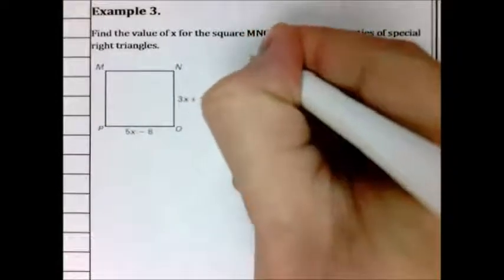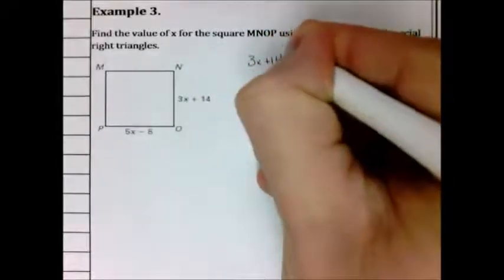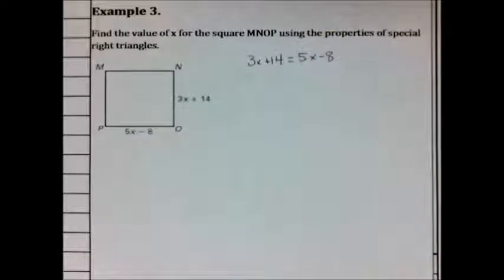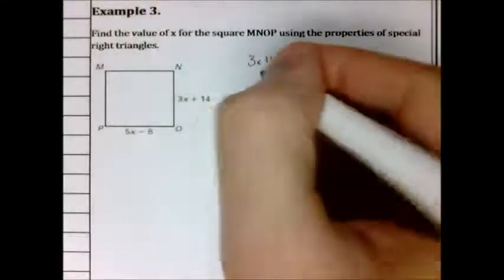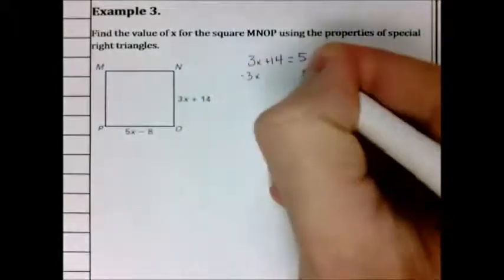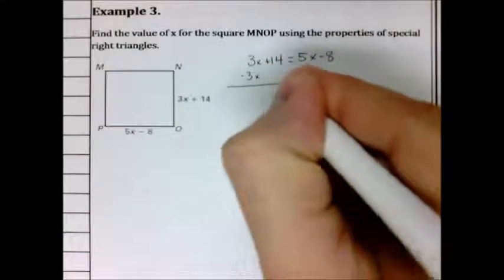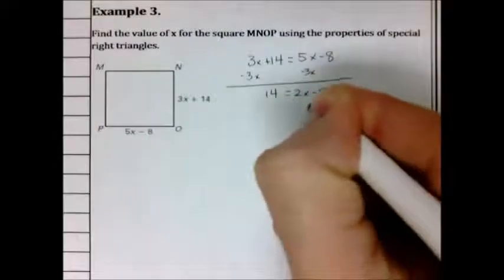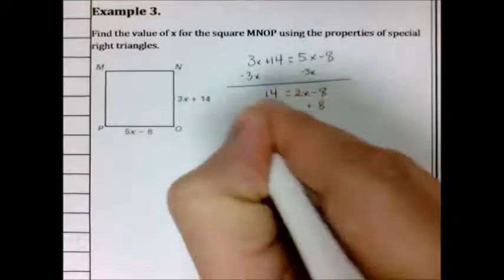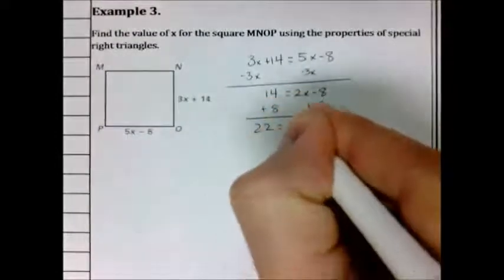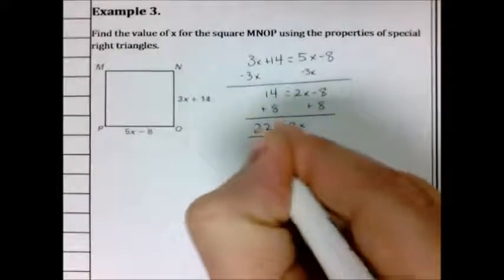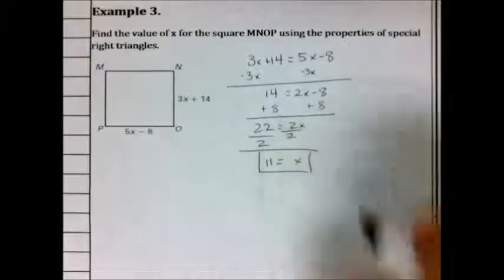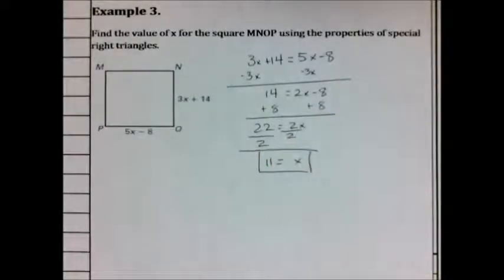So again, this is somewhat easy. 3x plus 14, set it equal to 5x minus 8. We're just going to solve for x. Subtract 3x on both sides. We get 14 is equal to 2x minus 8. Add 8 to both sides. And we get 22 is equal to 2x. And finally divide by 2. And we get x is equal to 11. Which x is all we were really trying to solve for in the first place.